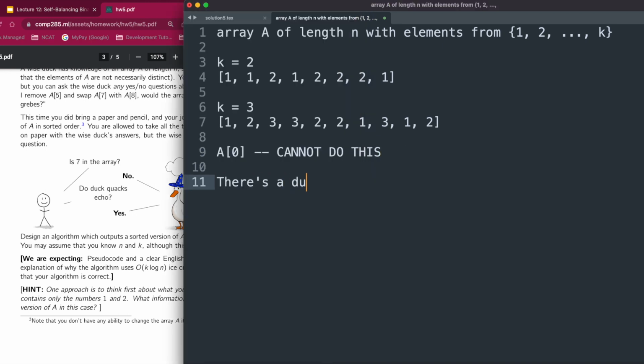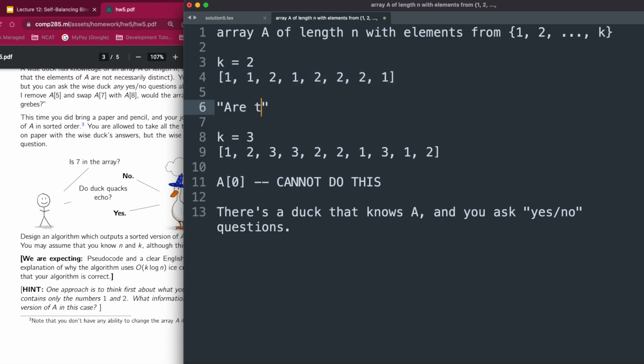So there's a duck that knows A, and you can ask yes/no questions. The duck will tell you the truth. For example, here you could ask the duck, are there more ones than twos? Okay, so this has to be a yes or no, and then he will say, well, there's 1, 2, 3, 4 ones and 1, 2, 3, 4 twos.